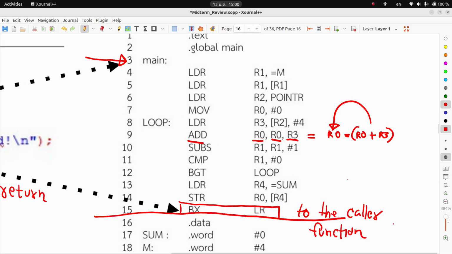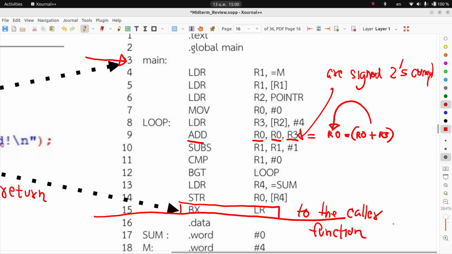And the numbers inside the registers are assigned to complement. Okay, the numbers inside the registers are assigned to complement. That's why you need to learn chapter 4. Okay, plus the floating point numbers.